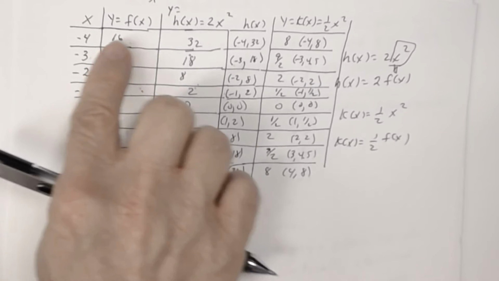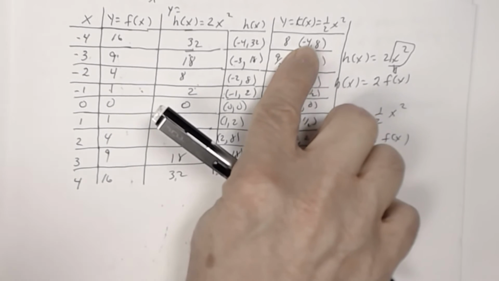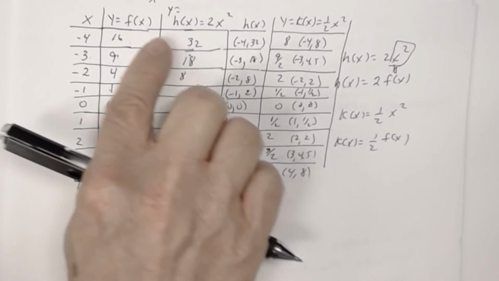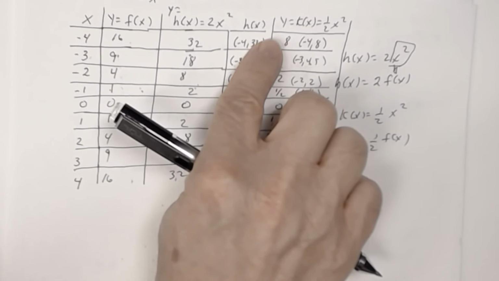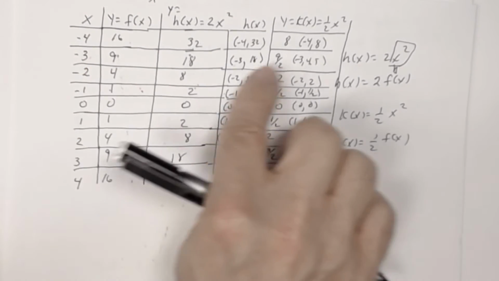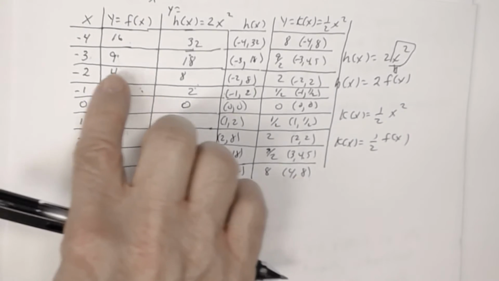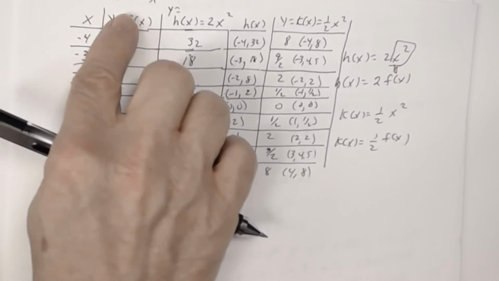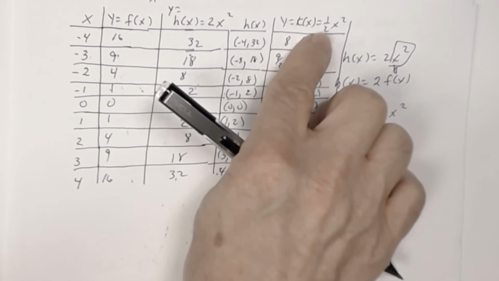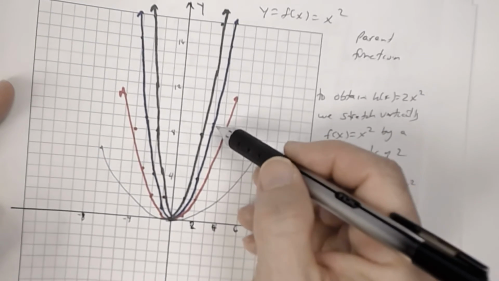Here, you went from 16 to 8, so you're shrinking. So it kind of makes sense that way, right? You went from 16 to 8, you're shrinking the y values, correct? If you went from 9 to 4.5, you're shrinking the y value. You took your parent function's y value and multiplied by 1/2, so you're shrinking it. So you're shrinking all of these y values.